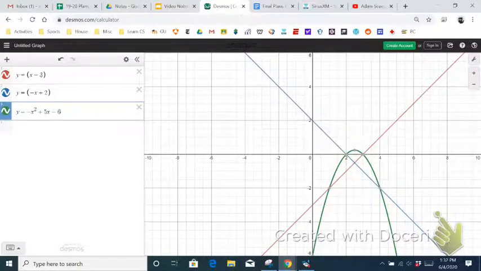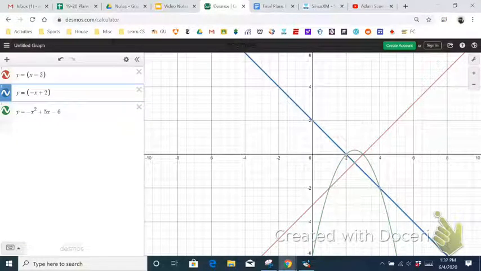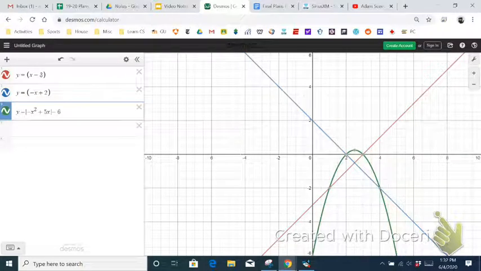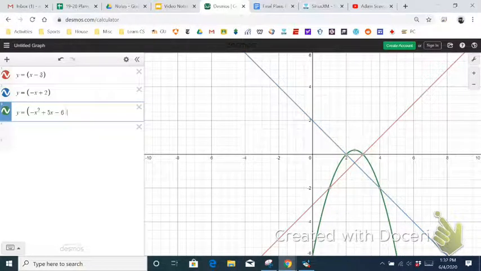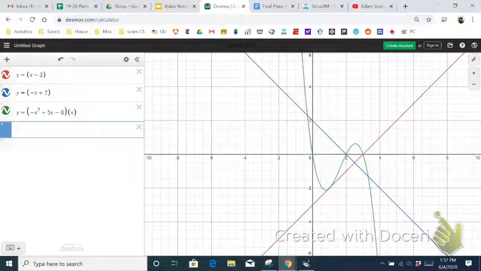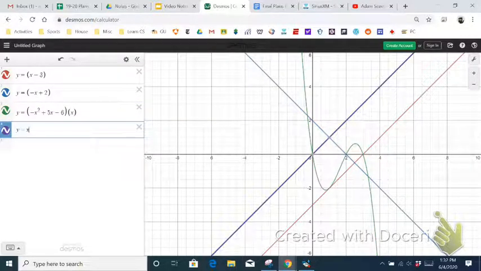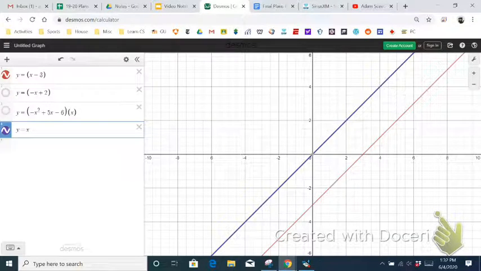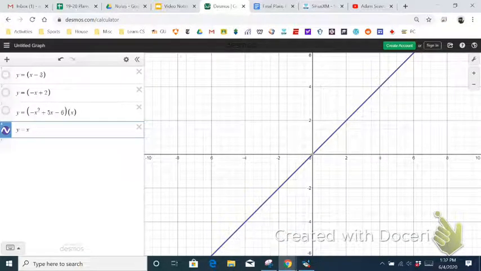Okay, so now let's look at if we added a third factor to this polynomial. So let's say I multiply it by, let's say, just x, okay? And then we'll look at what y equals x looks like. So y equals x, I'll highlight it here, has a positive slope. So it has end behavior where it approaches infinity to the right and negative infinity to the left.